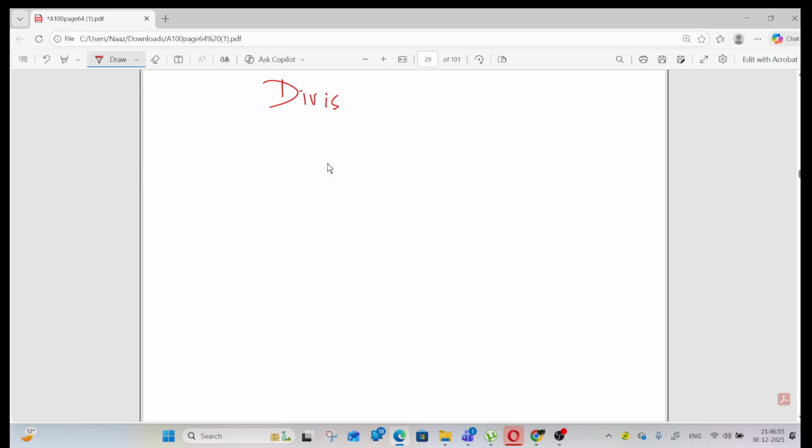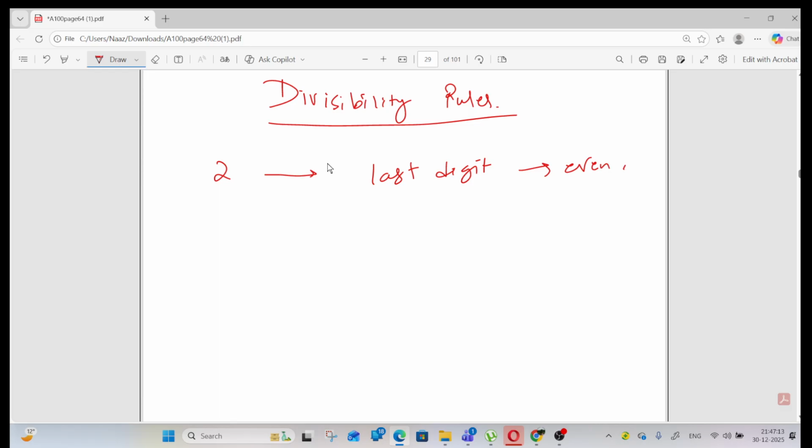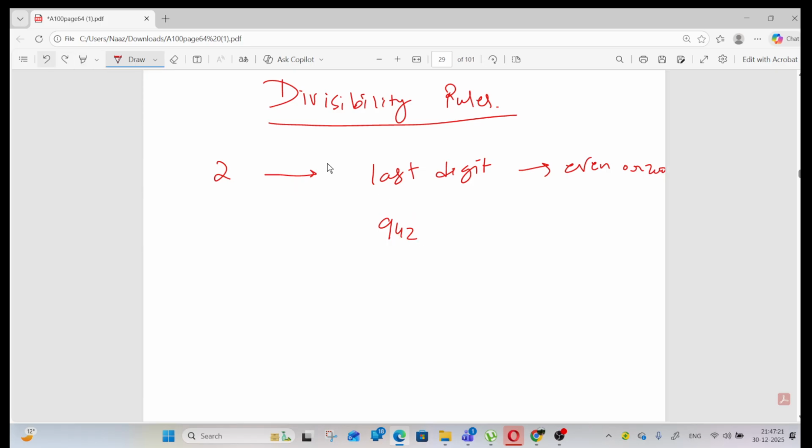We need to learn divisibility rules also, to be clear with this, like if we can divide this. So divisibility rules, for 2, you need to check the last digit, right? If the last digit is even or 0, then it is divisible by 2. For example, 942. Last digit is even, so this whole number 942 is divisible by 2. Next is 3. To check if a number is divisible by 3, if the sum of the digits is divisible by 3, then we can divide that number by 3, okay?